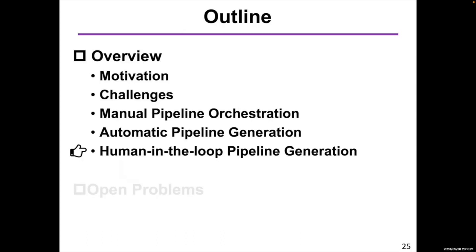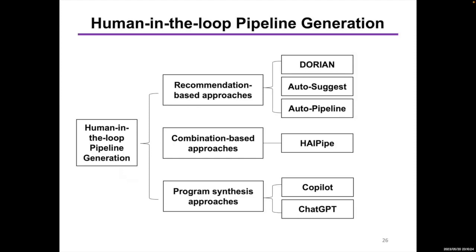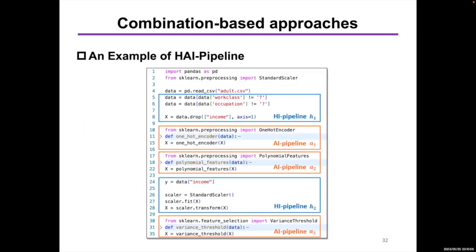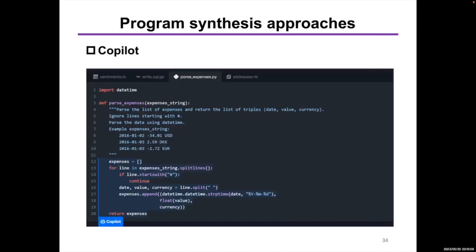We will also introduce human-in-the-loop pipeline generation. This is the catalog of this type of methods. I will introduce recommendation-based approaches, including Doreen, AutoSuggest, and AutoPipeline. And I will introduce the combination-based approach such as HiPipe. At last, I will introduce program synthesis approaches, including Copilot and ChatGPT. I will skip the details here, which can be found in our conference tutorial.